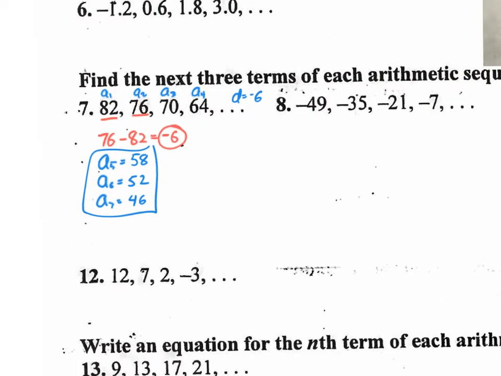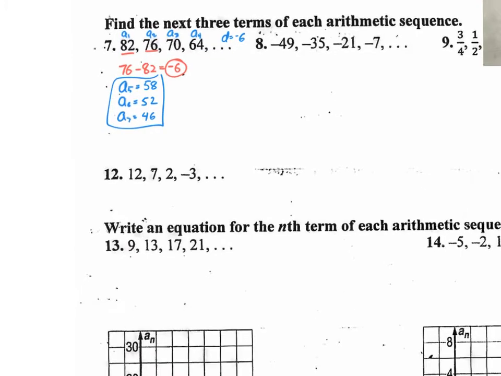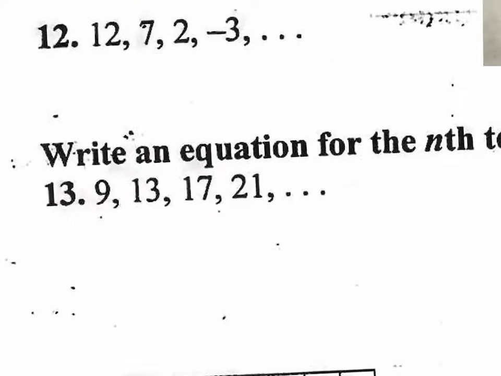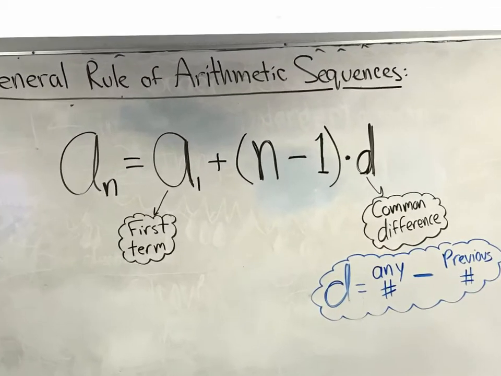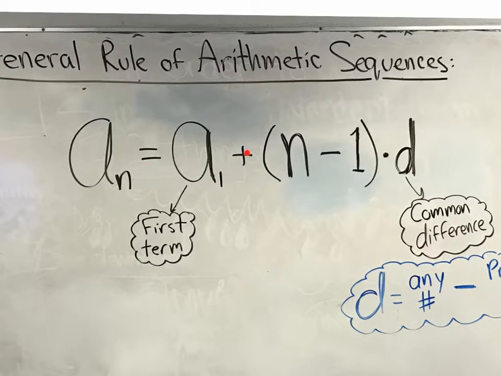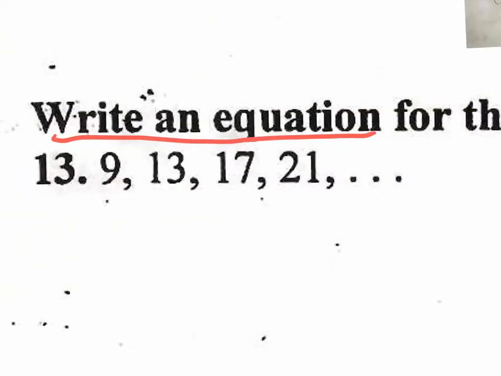You could have found the general rule if you wanted to. You could have written an equation that produces the list. As a matter of fact, down here they ask you to write an equation. So down here you have to write an equation. You have to write the general rule. And what do we need to have memorized? We need to have memorized this guy up here on the board. A sub 1 plus n minus 1 in parentheses times the common difference d on the outside. So when you want to write an equation, you need to know that form.